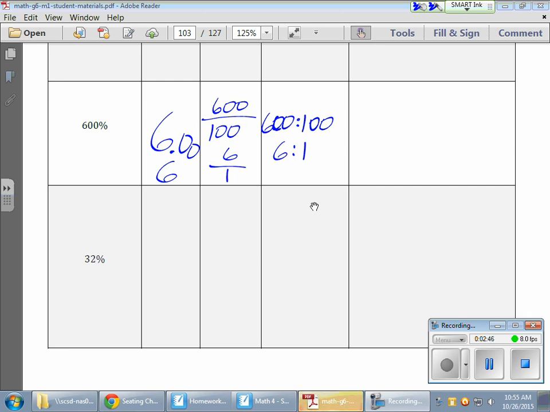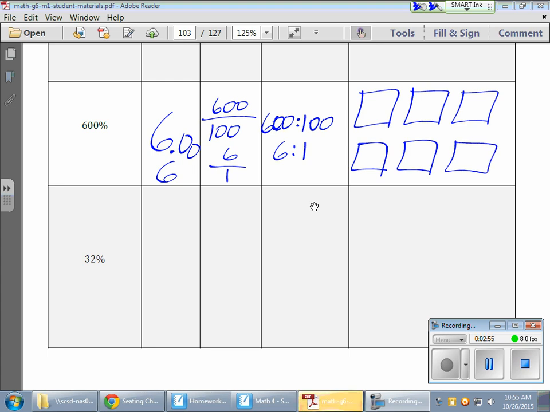Now, as far as my diagram is concerned, if I'm eating 600% of something, I'm actually eating 6 complete and total items, judging from my whole number over here. And everything needs to be shaded in, okay? So 6 complete and total items. All right? So that's the deal.